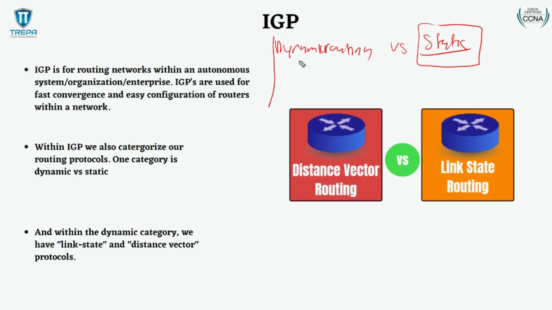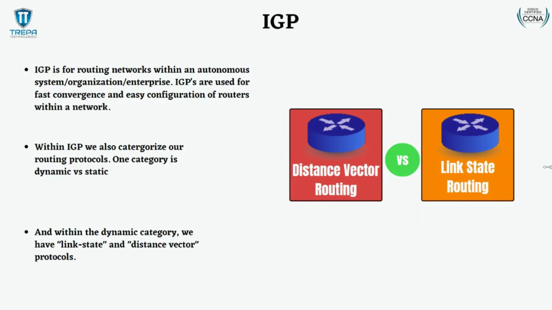But then within dynamic routing, we have another two major categories: link state and distance vector protocols. So distance vector and link state are terms to describe different dynamic routing protocols and how they share routes and build topologies and place routes into a global routing table.